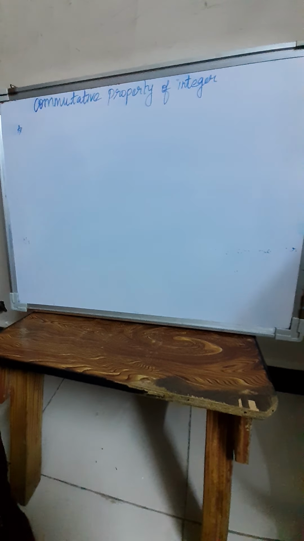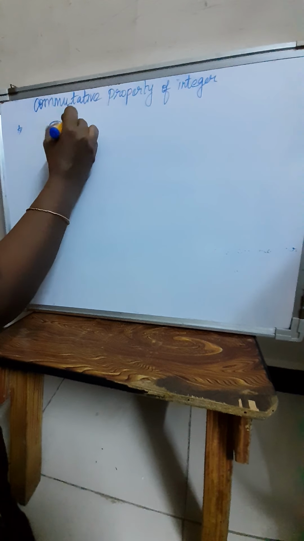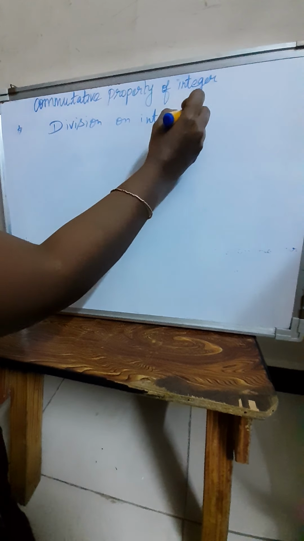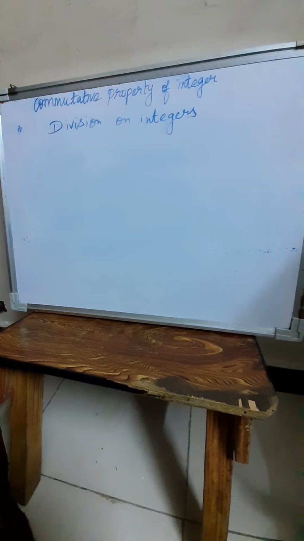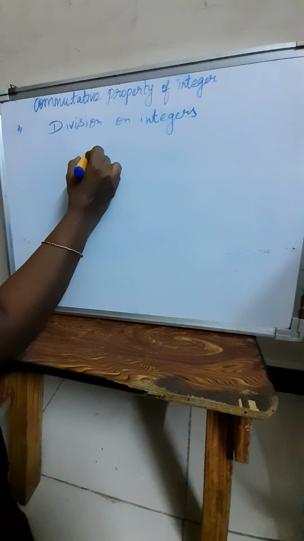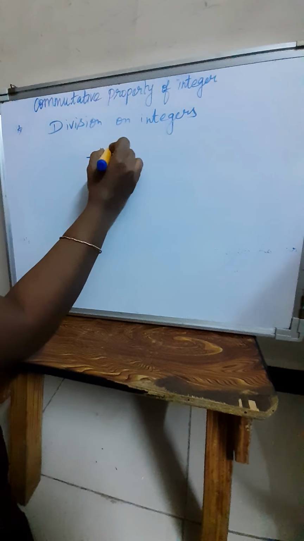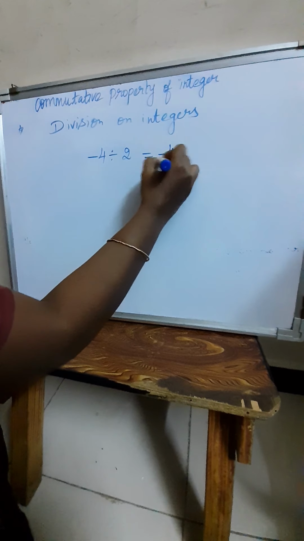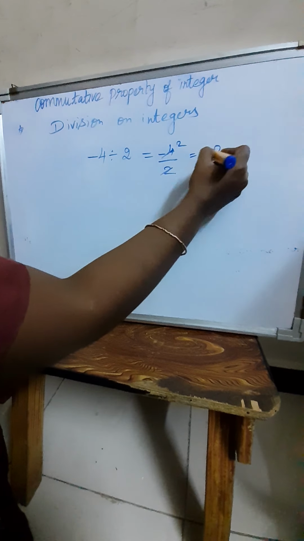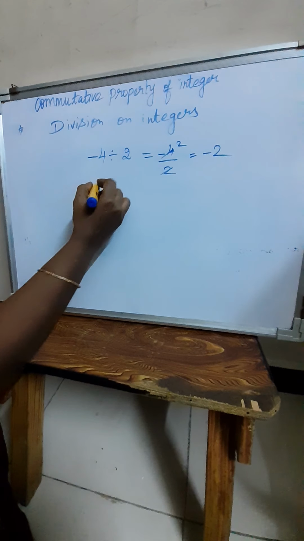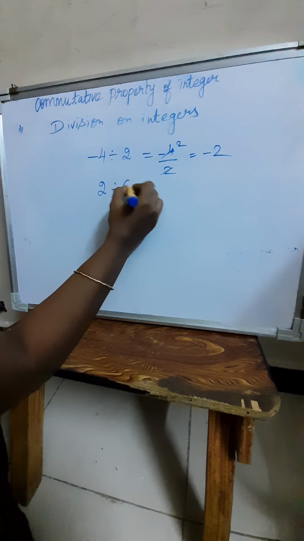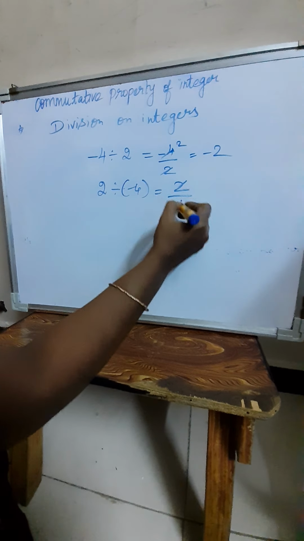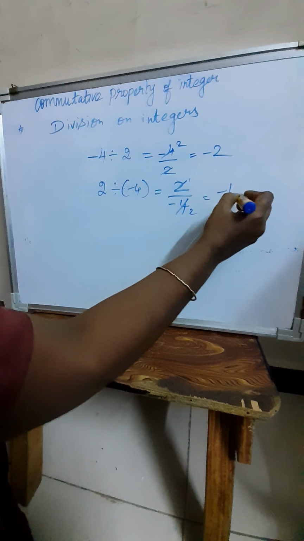We are going to check whether the commutative property is true for division of integers. I am taking any two numbers. I am taking minus 4 divided by 2. What will be the answer? Minus 4 by 2 gets cancelled, minus 2. Now interchange and divide: 2 divided by minus 4. How can we write it? 2 by minus 4. Cancelling, 1 2 is 2, 2 2s are 4, minus 1 by 2.